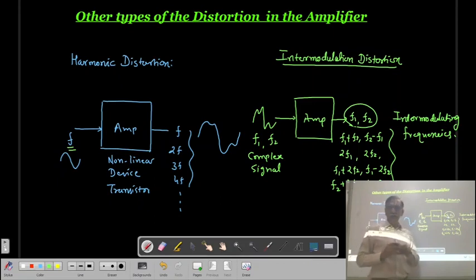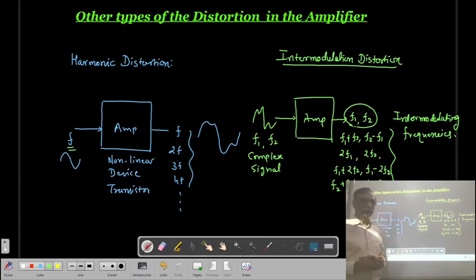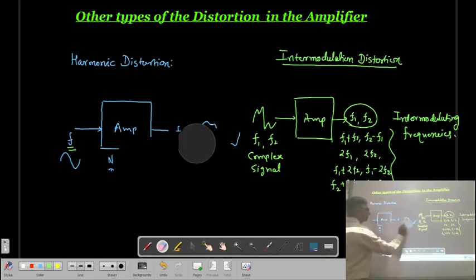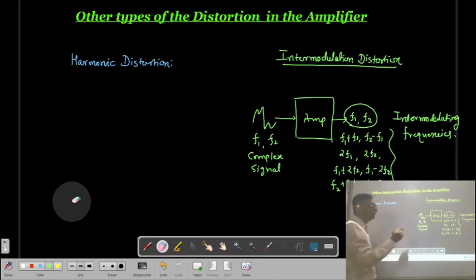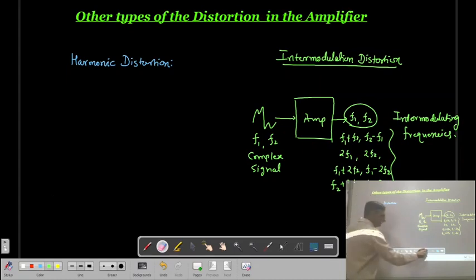Normally, if the intermodulation distortion is less than 2%, then it is called a good quality amplifier. But if it is more than 2%, then you have to take care to reduce the distortion. This intermodulation distortion changes with the output power of the amplifier. Let us see the graph.